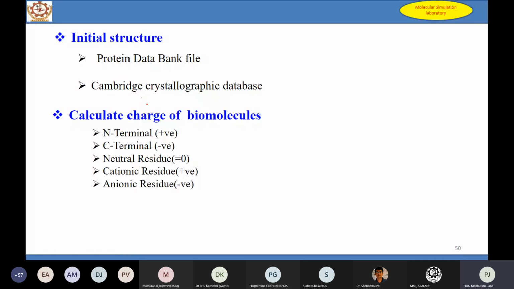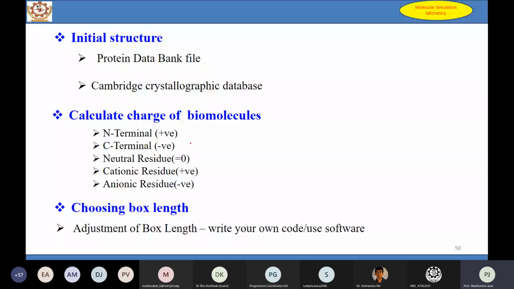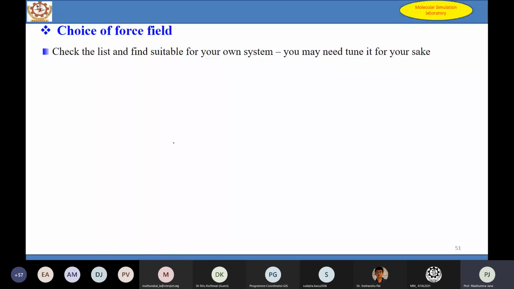First you need to calculate the charge of the biomolecule, whether it is charged or neutral. If it is charged, you have to use a suitable counter ion. Then you have to set up the box length. There is software you can use for that, or you can write your own program. Then you have to choose the force field; you have to select which force field you need to use.